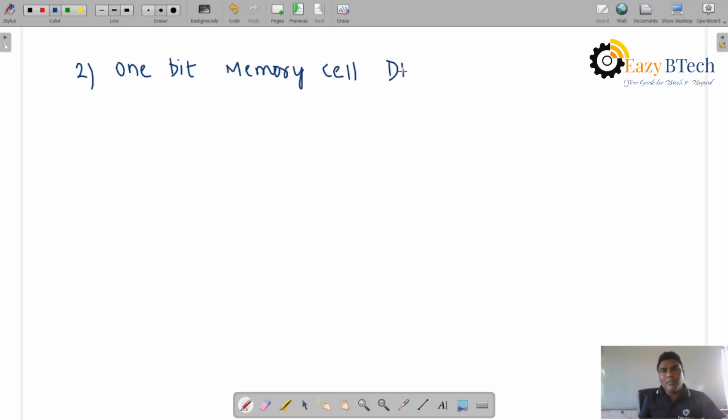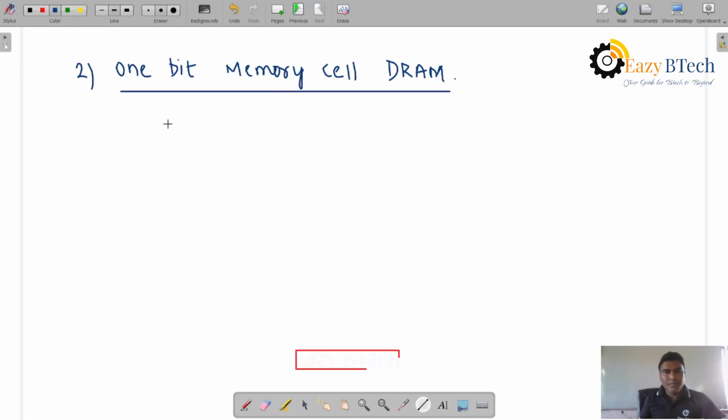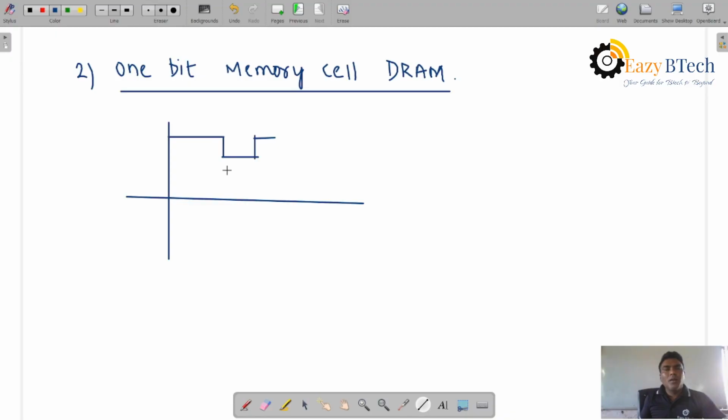DRAM, right? A 1 bit memory cell DRAM. Let us see this one. In the 1 bit memory cell, we are using 1 transistor, connected over here.